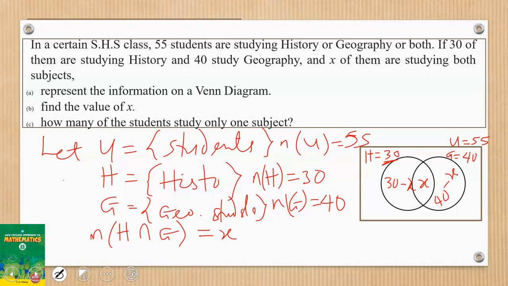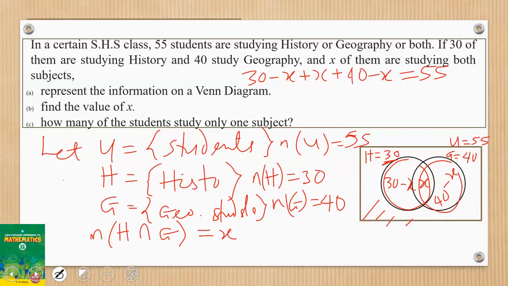Now, because the question wants us to find the value of X, we know that if we add all the elements in the regions together, it should give us 55. We can say 30 minus X plus X plus 40 minus X all should give us 55. That is what we have learned, that's the universal set, all the elements in the set. There isn't anybody who is outside the two sets, so there's no complement here.